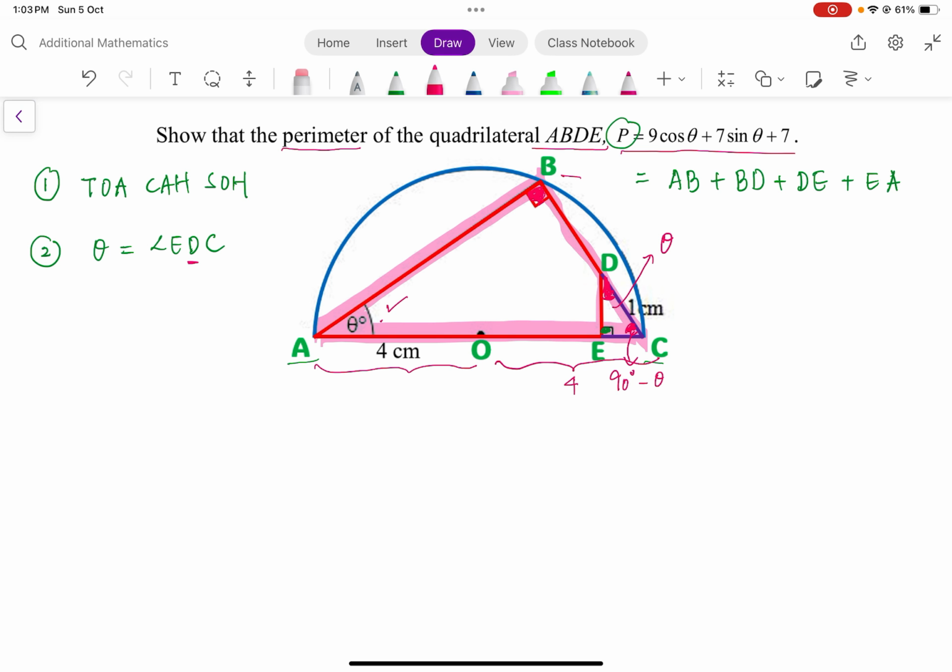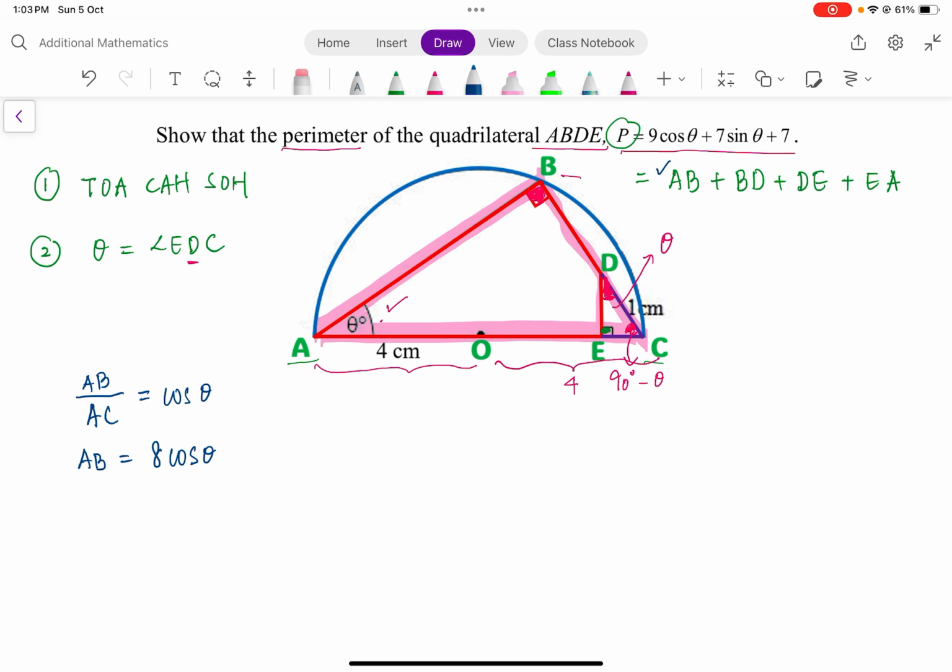So based on this information, to find AB, what I will have here is AB over AC. This will actually equal cosine theta. So if I'm going to write AB in terms of cosine theta, and since AC is equal to 8, I know that AB is equal to 8 cosine theta. So our AB is done.